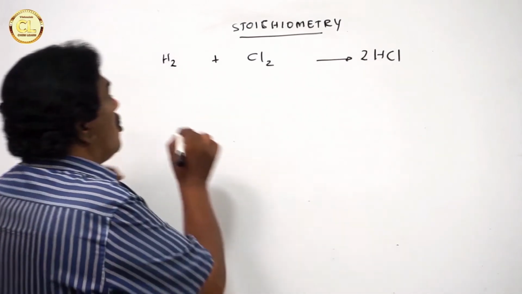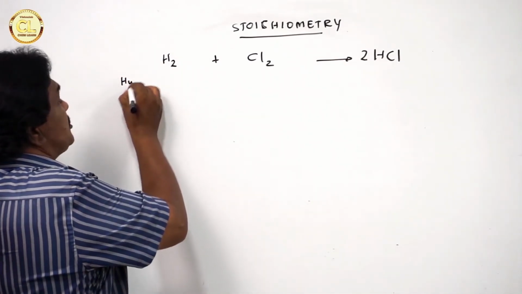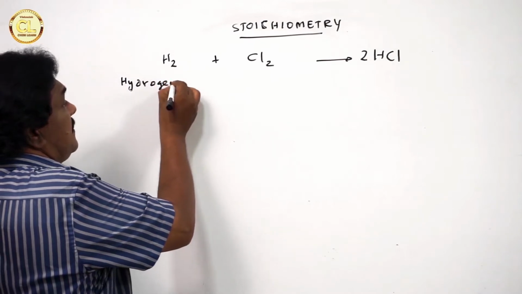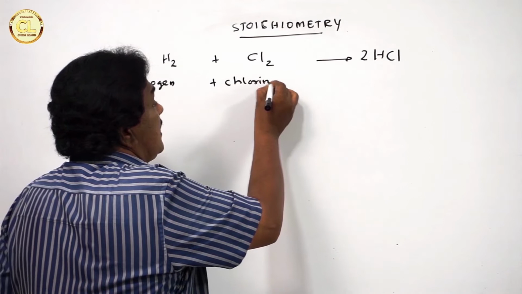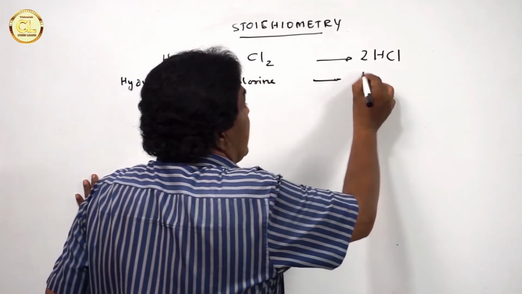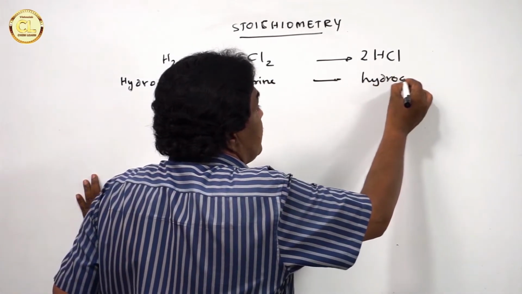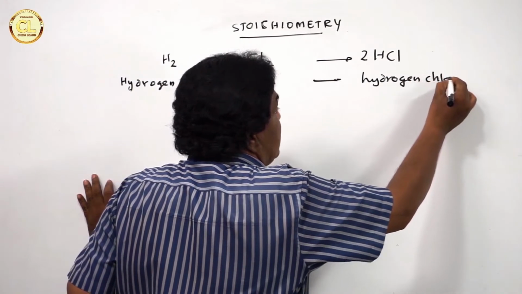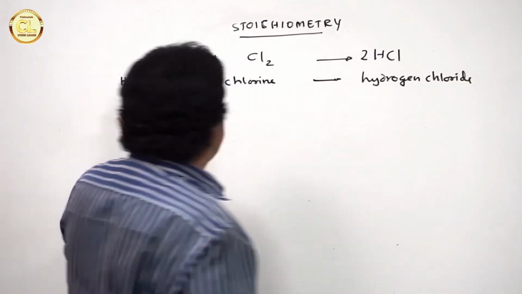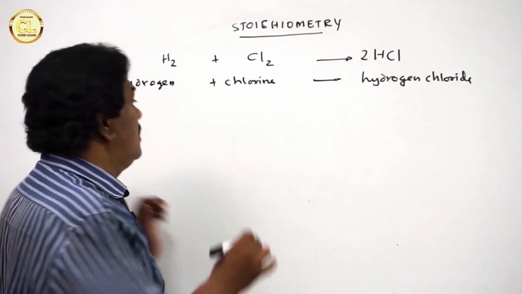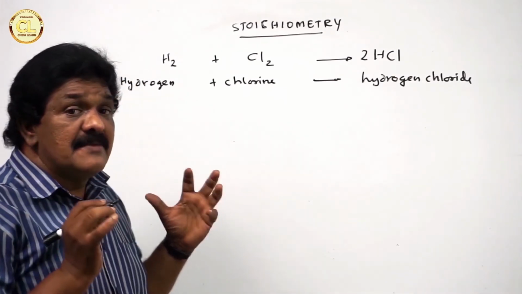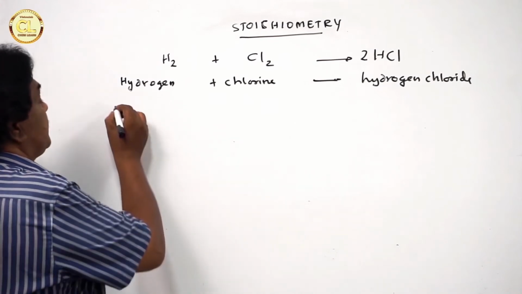Now, the qualitative meaning is: hydrogen plus chlorine gives hydrogen chloride. It is a qualitative meaning. Now, let us check some important quantitative meanings.